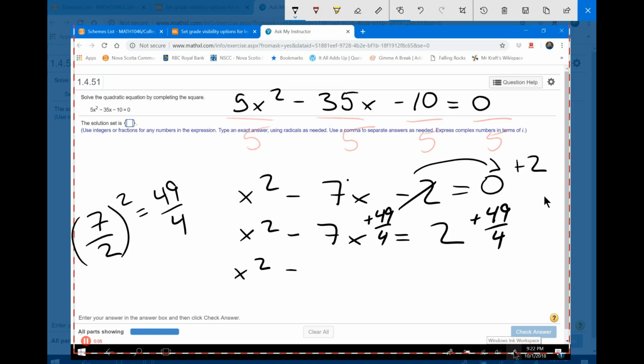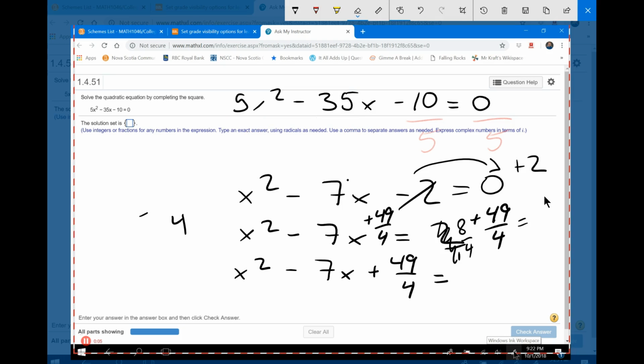This is going to leave us on the left with a perfect square trinomial. Now over here on the right, this is 2 over 1. So if I multiply top and bottom by 4, that gives me 8 over 4, because 8 divided by 4 is 2. So we can go ahead and just add those up that way. Just erase some of this, make some room right quick.